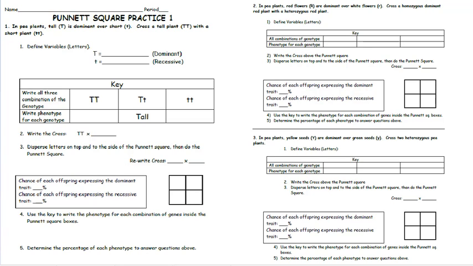I'm now going to go over Punnett square practice number 1. Be sure to try this on your own before watching this video. So the first thing I'm going to do is read the question. In a pea plant, tall, capital T, is dominant over short, lowercase t. Cross a tall plant with a short plant.